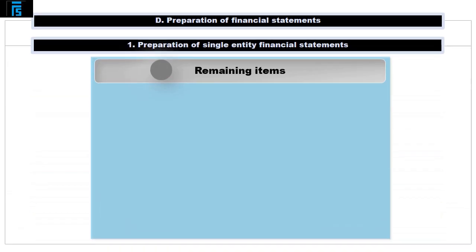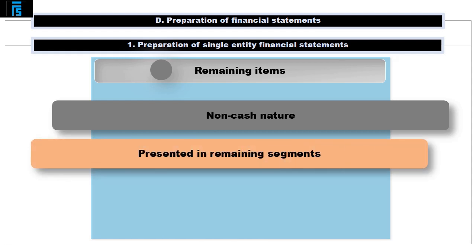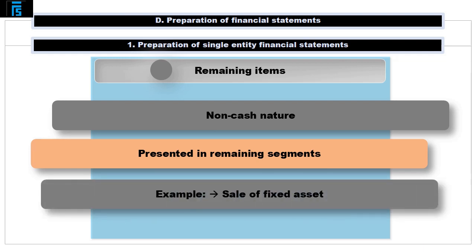€304,000. Please note that the remaining items which found their way into the computation of net income for the period were either of a non-cash nature, as would be the case with depreciation, or relate to activities whose cash effect should be presented in the remaining segments of the statement of cash flows. This is clearly true for the cash proceeds from the sale of the fixed asset, which would be included under investing activities.